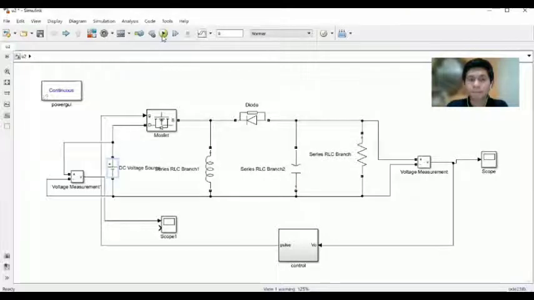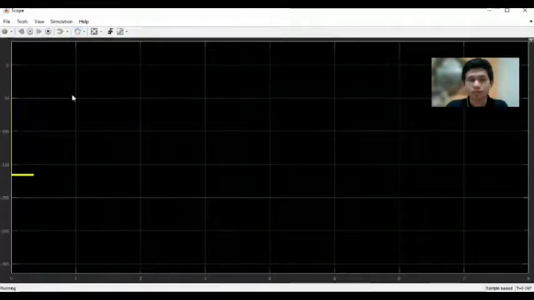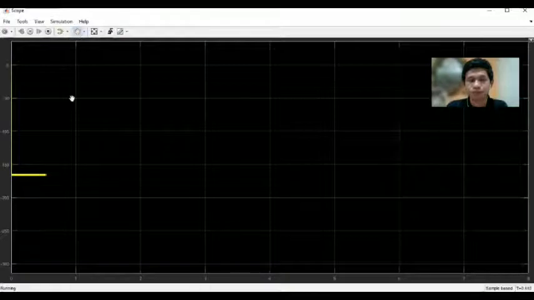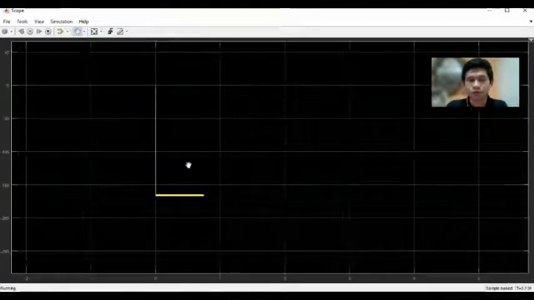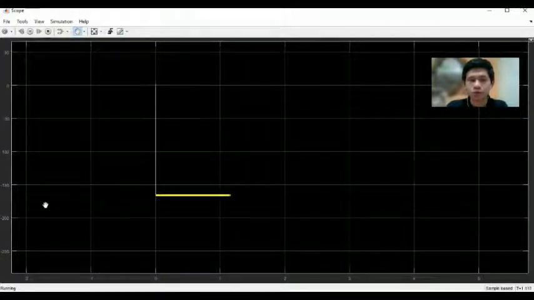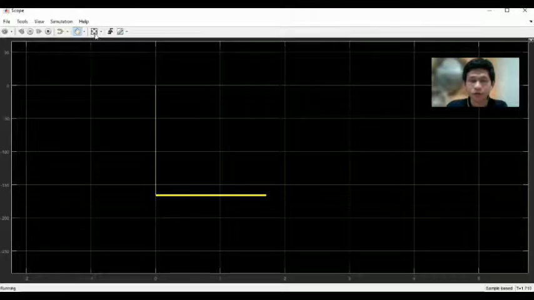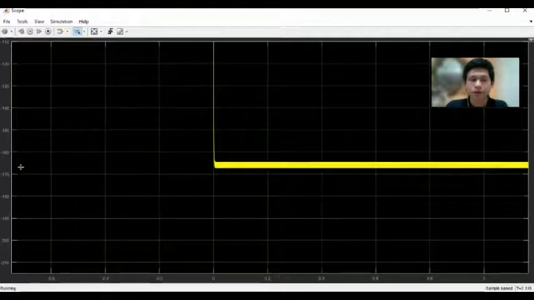Let's make a run on the simulation. As you can see on the graph, the output voltage fluctuates from 0 volt to around 150, or basically we can achieve around 167 volts. Let me zoom in. Yes, the output voltage fluctuates around 167 volt.